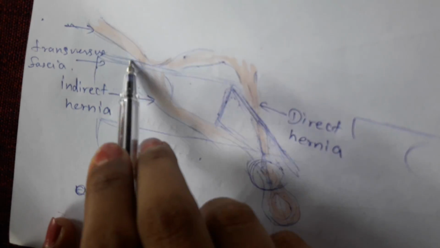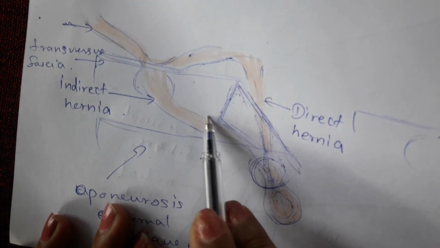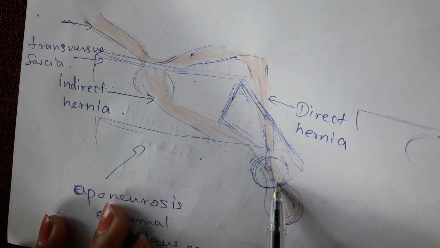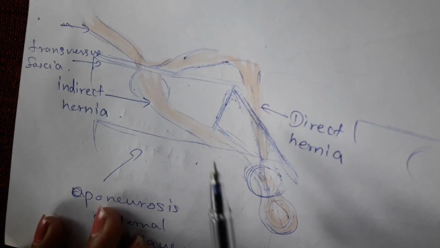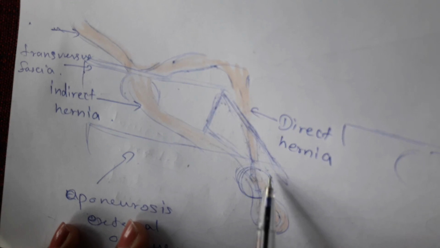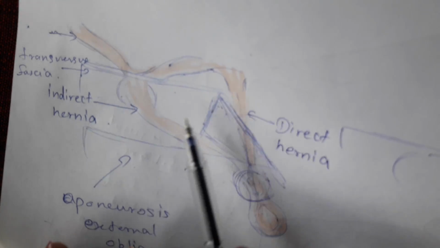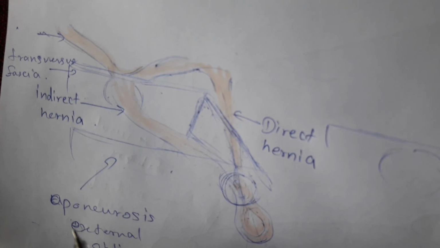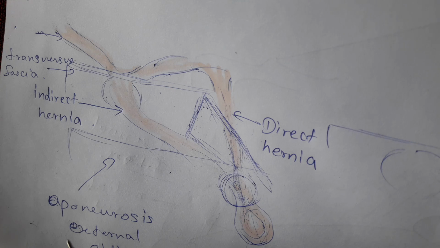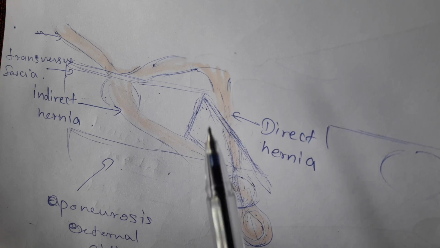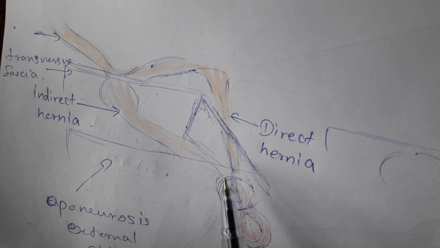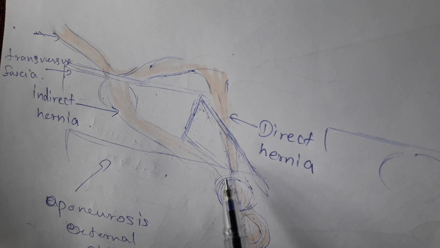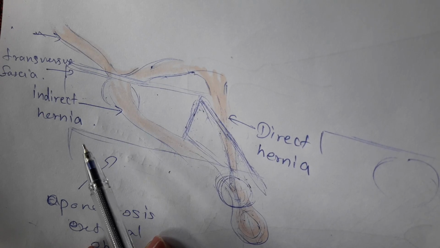This is the intestinal tissue, and these are coming through the muscles like this. So this is the direct hernia. Direct hernia means the intestinal tissues are coming through the superficial inguinal ring directly. That means it's not going through the deep inguinal ring. Directly it's coming through the superficial inguinal ring. This is the superficial inguinal ring.